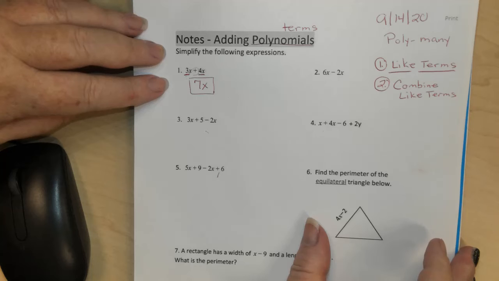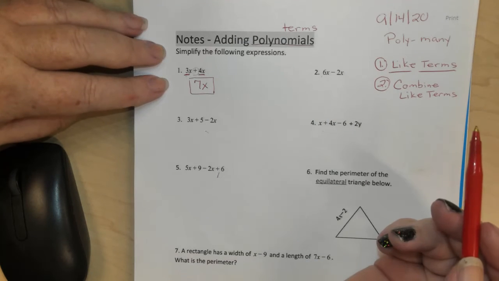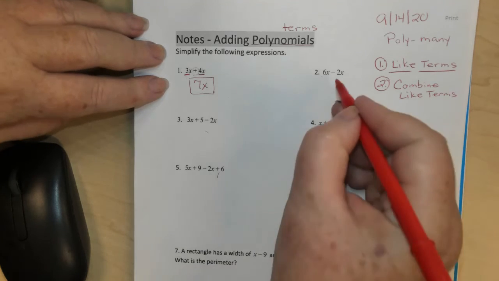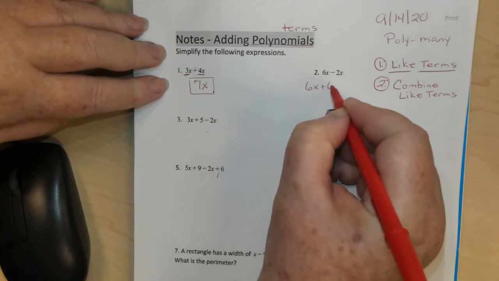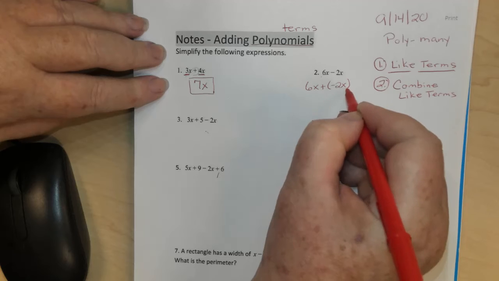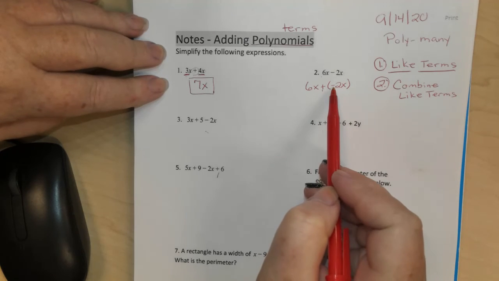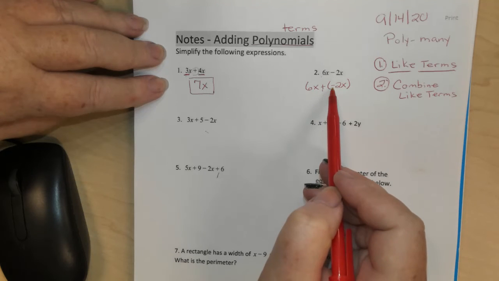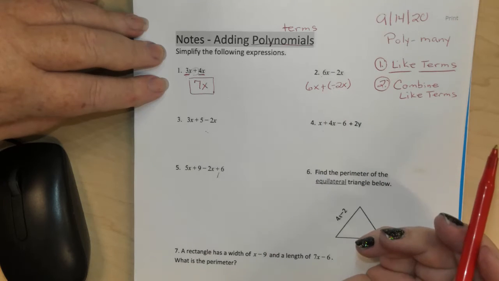So let's look at number 2. 6x minus 2x. Now, when we get to more complicated ones, I'm going to tell you to change it to an addition problem. Do you guys remember how to do that? Yeah. If you make this an addition problem, you put the minus with the 2. 6x plus negative 2x is the same as 6x minus 2x. You did not have to do this step on this one.